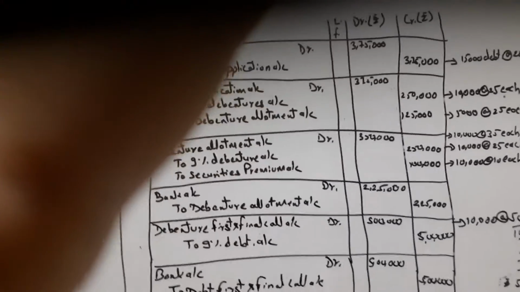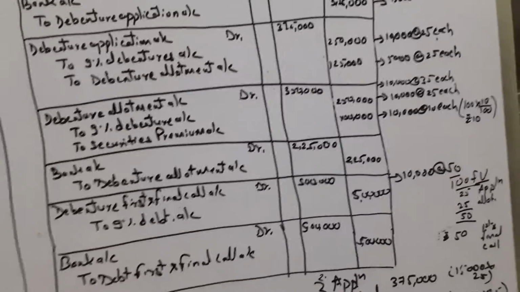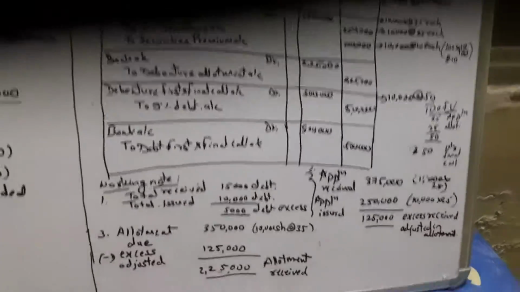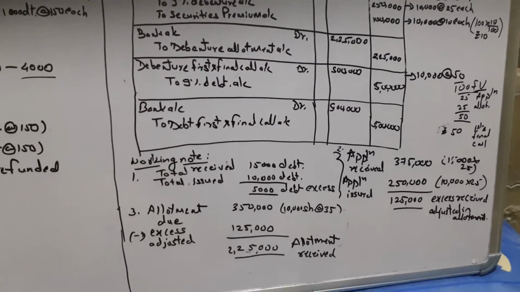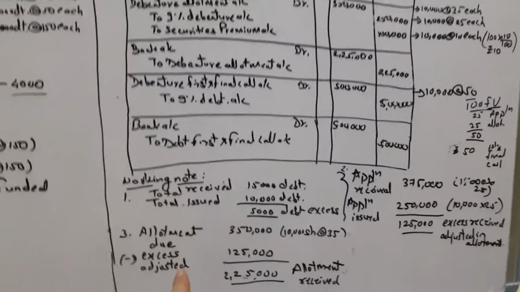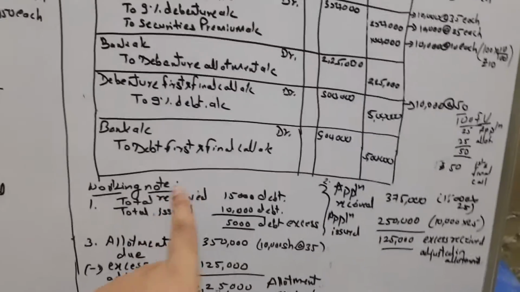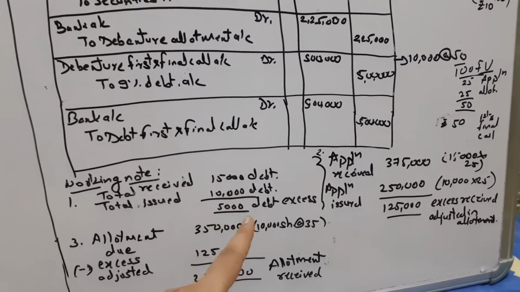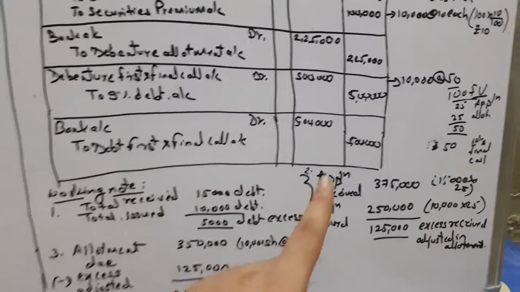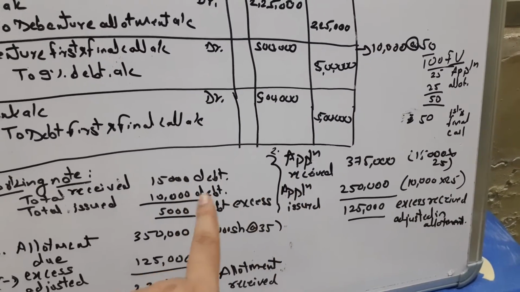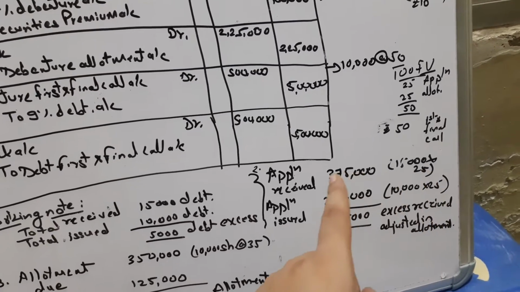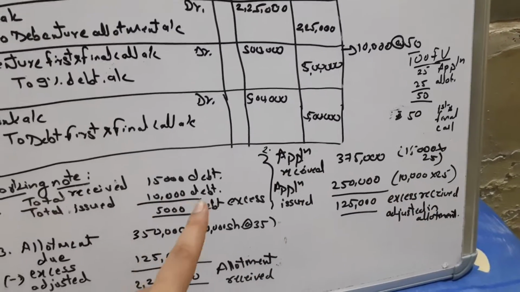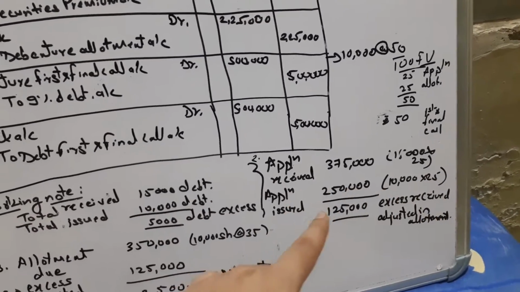Now let's look into the working note. Always remember, the working note has its requirement because marks are also allotted for the working note. So you should never ignore the working note. I have made three working notes here. Note number 1: total received is 15,000 debentures and total issued is 10,000 debentures. So 5,000 debentures excess received. Note number 2 represents your amount. Application received for 15,000 debentures is 15,000 multiplied by 25, which is 3,75,000, and application issued is 10,000 debentures issued for 25 rupees, that is 2,50,000.